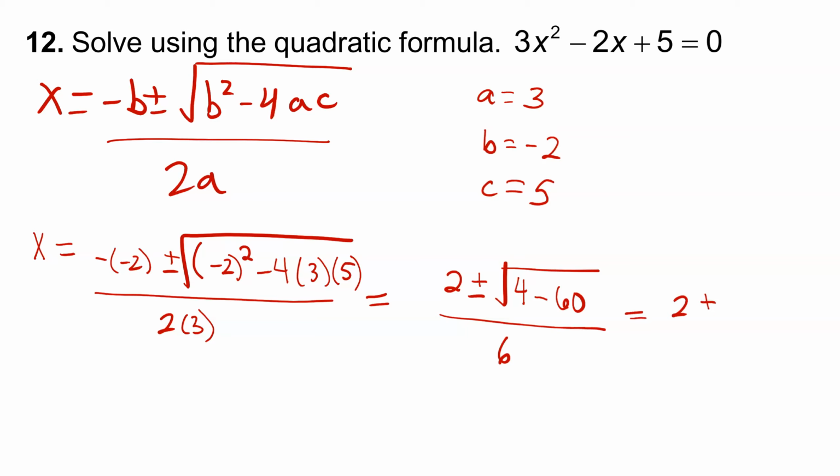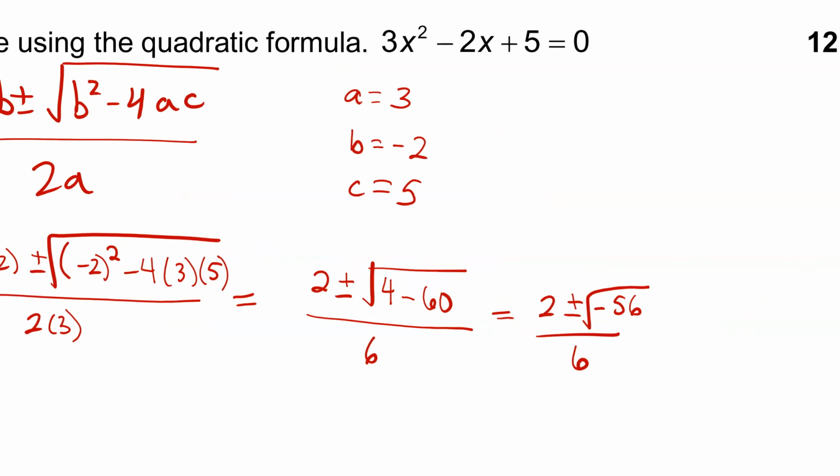Alright, this is 2 plus or minus root negative 56 over 6. Okay, so how many real solutions will I have? None, because I have a negative under my root. But I would like to simplify this, because this is like 2 steps away from being correct. So we're on the right track, right? Let's figure out what the factors of 56 are.